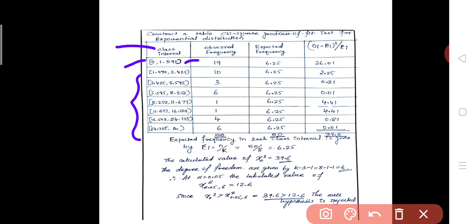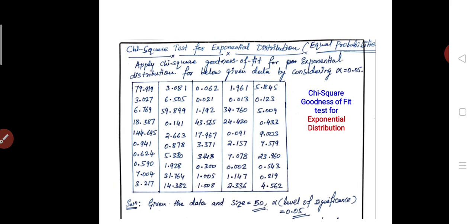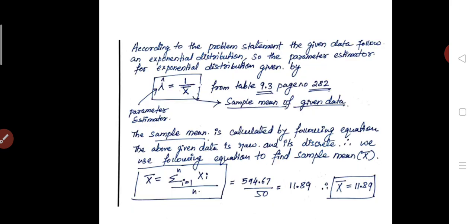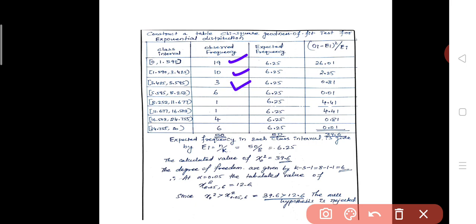Once we have formed all these class intervals, we observe the given data: how many values fall in the first interval, in the second interval, in the third interval, and so on. After observing the raw data, we find that 19 values are present in the first interval, 10 in the second, 3 in the third, and so on. In the last class interval we have 6 values. This is the observed frequency.